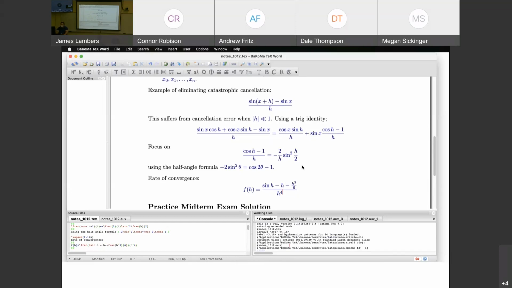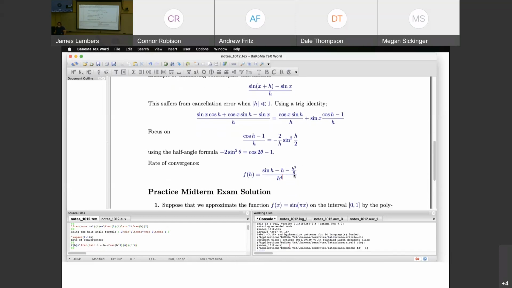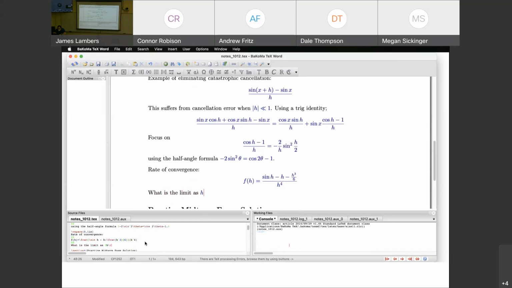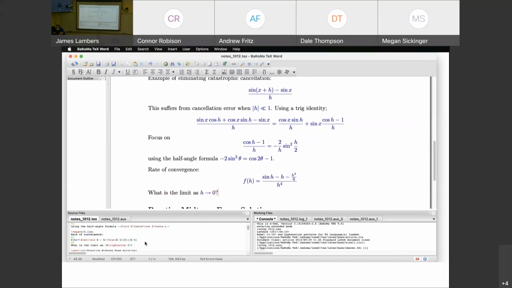Okay, so (sin h − h³/6) over h⁴. First it's a matter of figuring out what is the limit as h goes to 0. Now there's different ways of doing this, but can anyone suggest a way of computing the limit? So forget about rate of convergence for now, but just knowing what the limit is.